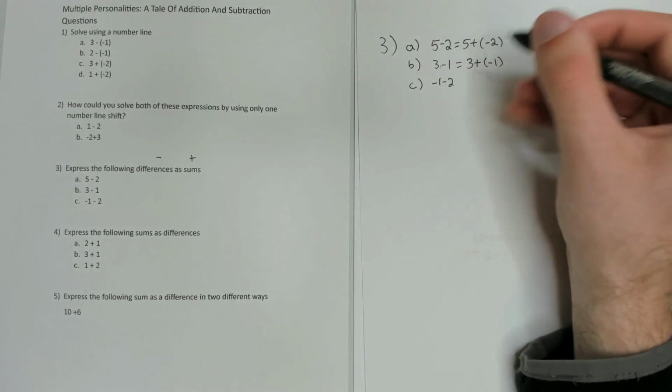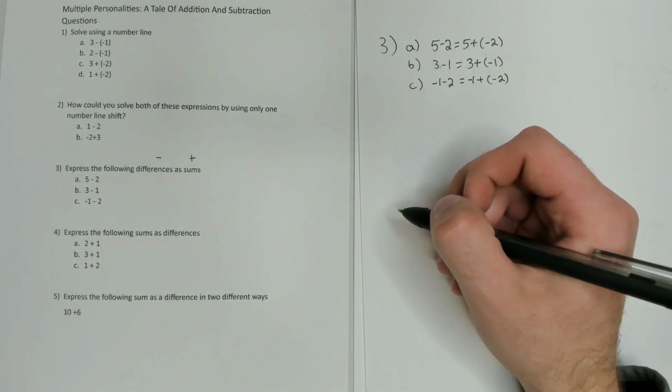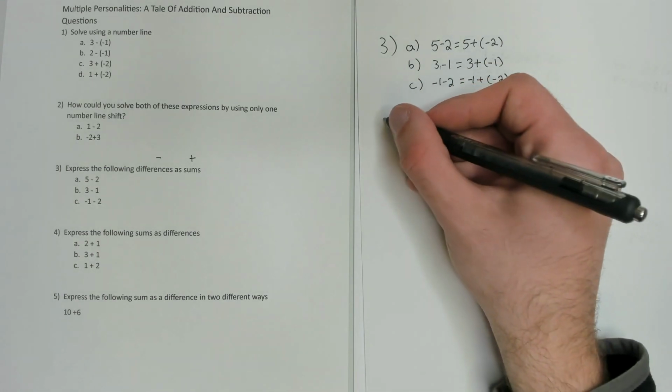And lastly, -1 minus 2. So we have -1 plus -2. And you can go ahead and justify why that's the case. It's the same reason as what we've done before.